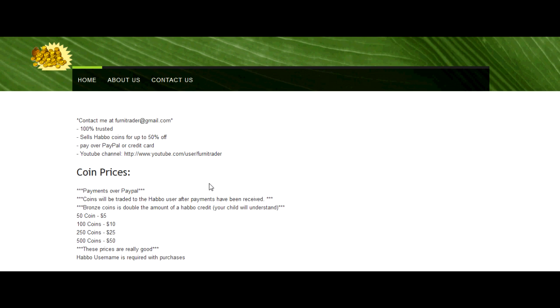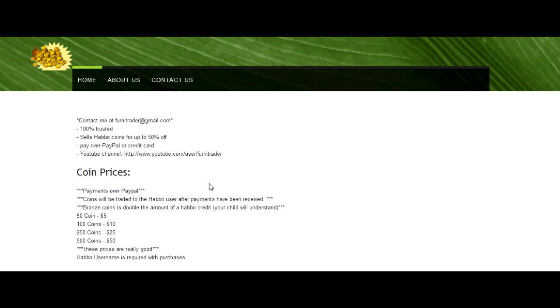Let's scroll down to the coin prices. Like I said, payments over PayPal. Coins will be traded to the Habbo user after payments have been received. Bronze coins is the double amount of a Habbo credit, but you guys already knew that. That's not really a big deal in this scenario. So 50 coins is $5. 100 coins is $10. Okay, guys, simple math. 150 coins would be 15. You just take away the last zero, and that's how much you're paying, okay?